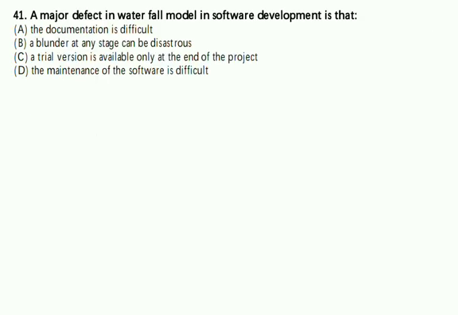A major defect in the waterfall model in software development is that, option C, a trial version is available only at the end of the project. Why? Because the waterfall model works in a fixed sequential manner, that is, in a linear model. So that's why the end product will be available only at the end of the project.